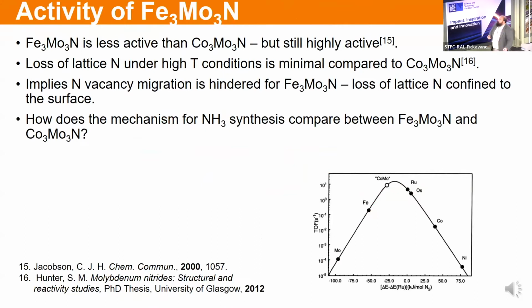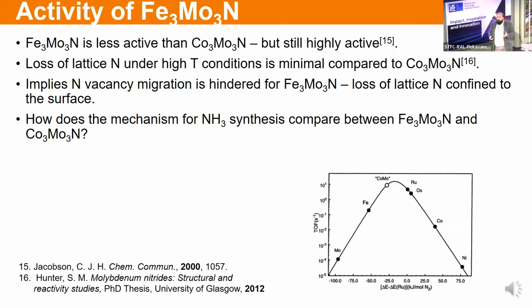So turning now to the iron molybdenum nitride system. The iron molybdenum nitride system has been found to be less active than cobalt, but is still highly active. What is very interesting is that the experimental results show that the loss of nitrogen under high temperature conditions is quite minimal compared to cobalt molybdenum nitride. We don't see the massive 50% loss of nitrogen that we see for cobalt systems. So this implies that if there is nitrogen vacancy formation, it must occur at the surface.